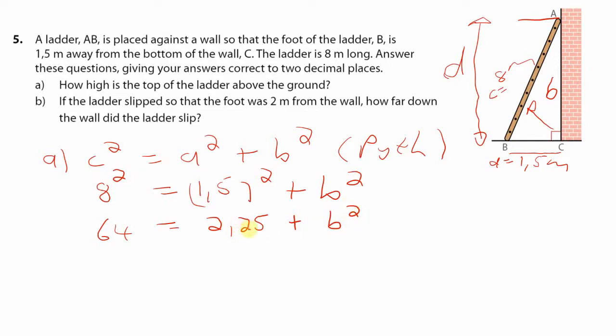So next step, yes, swim across the river. Then the sign changes. So we have 64, not plus 2,25, but minus 2,25 as we swim through the river. So what is 64 minus 2,25? 61,75.